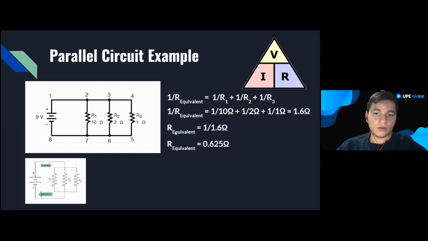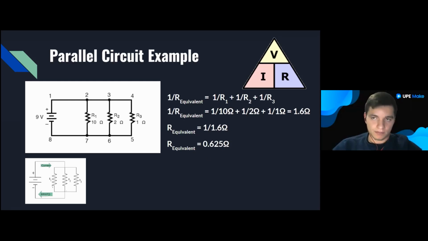And then if we were to want the resistance equivalent, we would have that equal 1 over 1.6, which would equal 0.625. So essentially, we're creating one resistor from these three resistors, and the resistance of that is 0.625. The reason we do that now is because we have the voltage and we have the resistance equivalent, so we could find the current that's going through the whole system with that specific resistance.